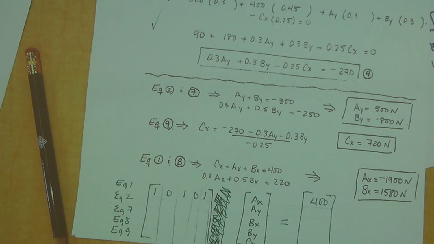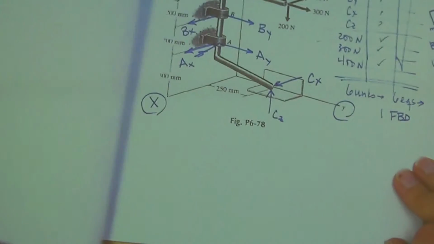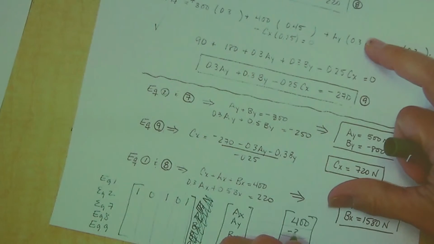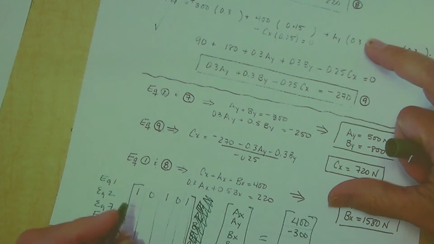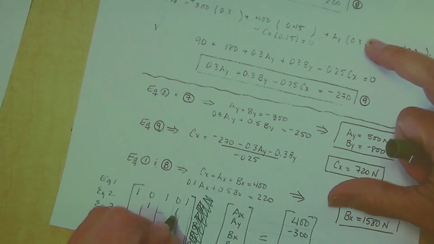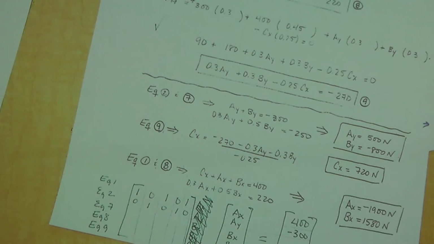How many of you are using matrices in your calculator versus putting in the number of equations and number of unknowns? So how many of you are using matrices? Okay. And how many of you are just putting in the equations? Okay, equation 2 was AY plus BY is equal to negative 300. I feel like I'm in math 6, putting in all these ones and zeros.